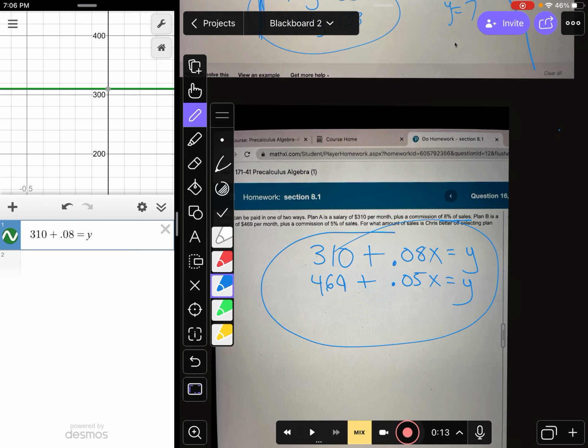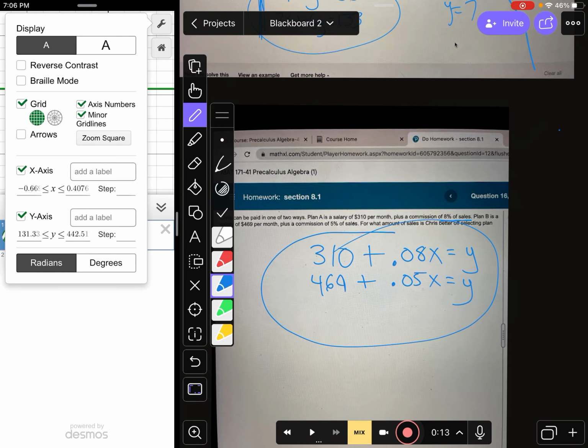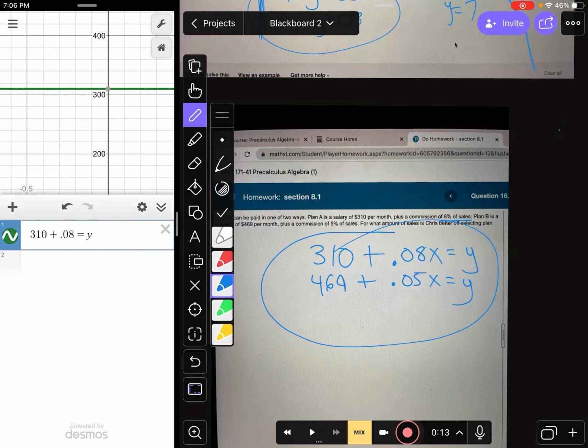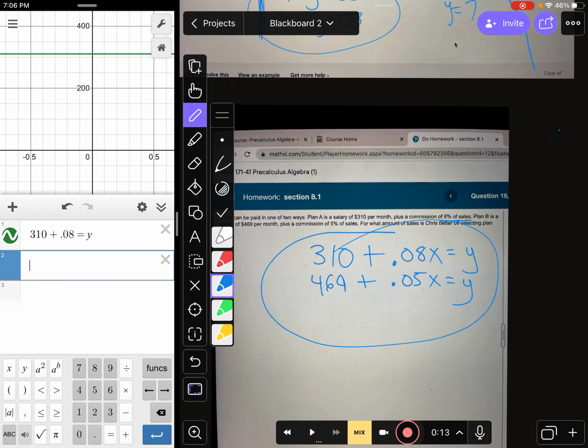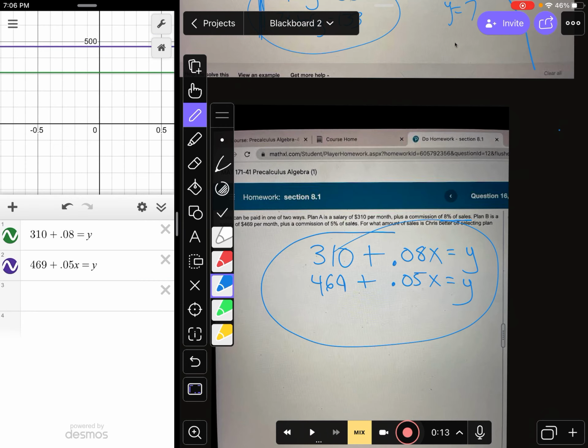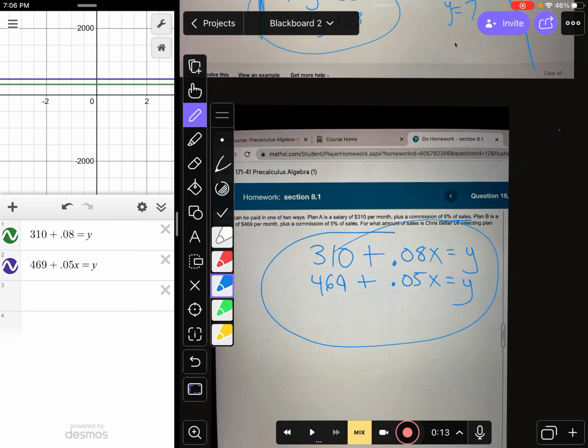I'm just going to hold on one second. See if I can change my settings. Okay, we'll keep that for now. And then I'm going to type my second one in. 469 plus 0.05x equals y. That's my second equation. And there it is.